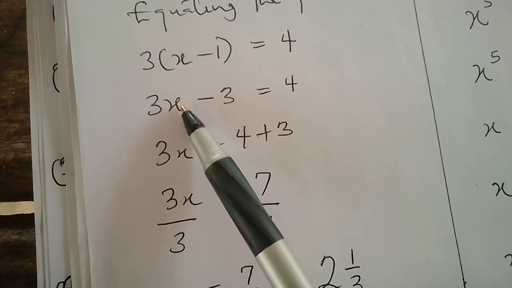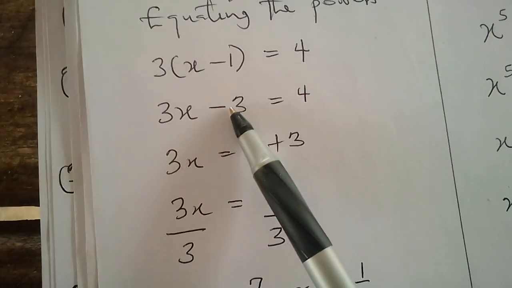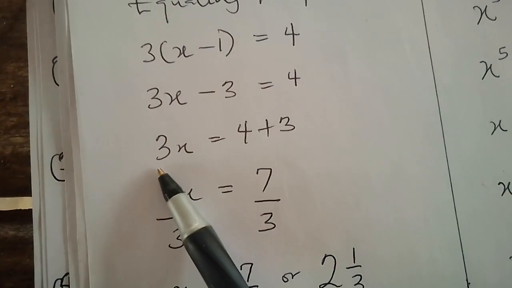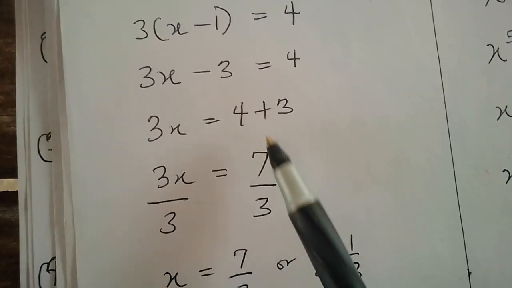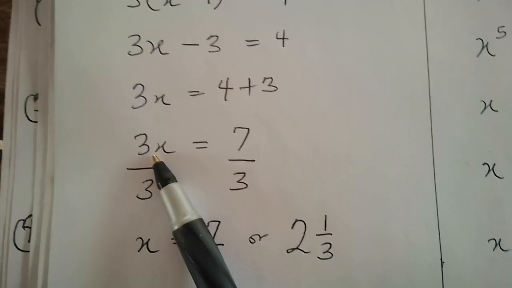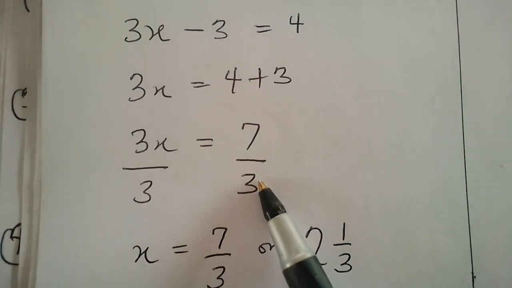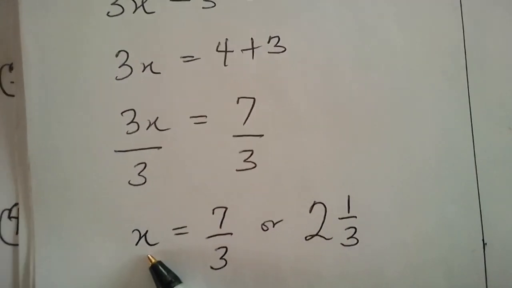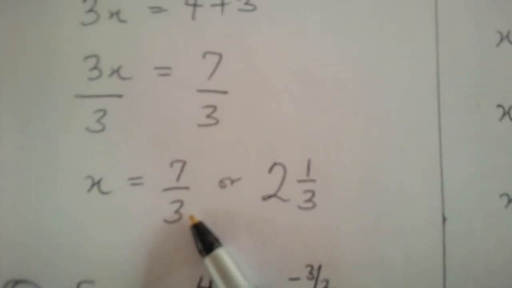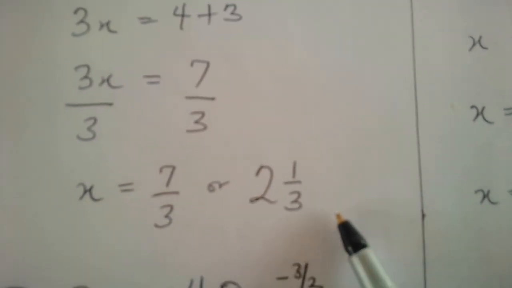To help us better, we need to remove this number here. Whenever minus crosses to this side, it changes to plus. Then we have 3. So now 3x is equal to 4 plus 3, which will give us 7. What we are looking for here really is x. So we need to divide both sides by 3. When you divide both sides by 3, 3 cancels 3 here, remaining x is equal to 7 over 3. You can change this to a mixed fraction, which is the same thing as: how many 3s in 7? 2, remainder 1 over 3.